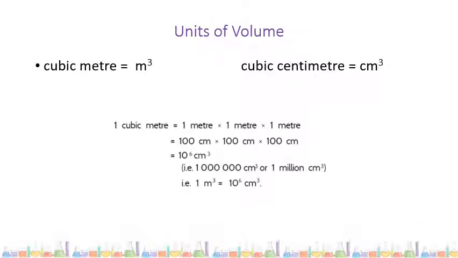And our units of volume can be given in cubic meters or cubic centimeters. The conversion for these is shown here, and when we get to the end of that, 1 meter cubed is equal to 10 to the power of 6 centimeters cubed, so multiplying by 1 million.